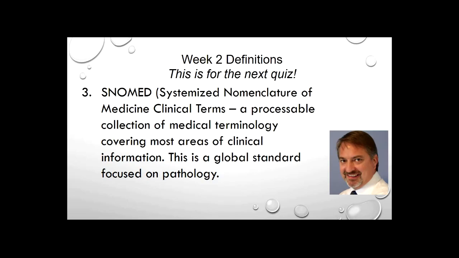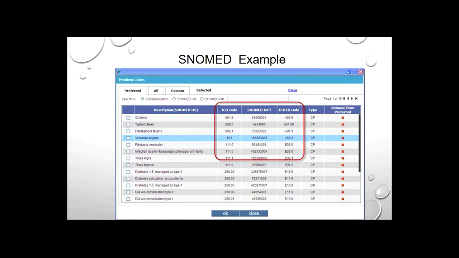SNOMED. This is a term that you're going to hear in the field just about wherever you're going to be, but the Systematized Nomenclature of Medicine Clinical Terms. And this is a processable collection of medical terminology covering most areas of clinical information. It's a global standard focused on pathology. And this is important because you're going to see a couple of examples where SNOMED is integrated into some of these coding examples. So here's an example of SNOMED.